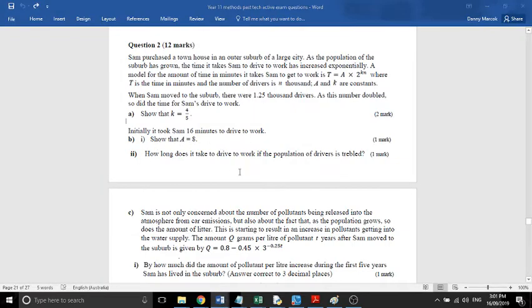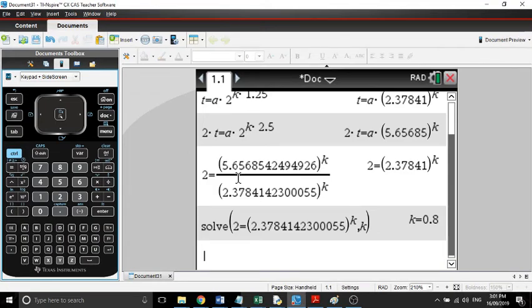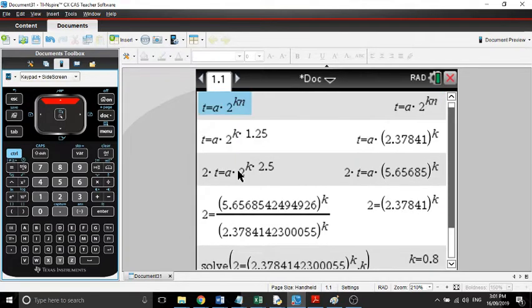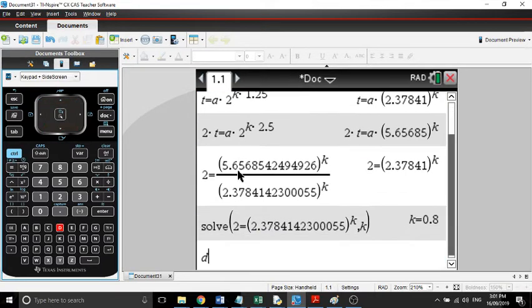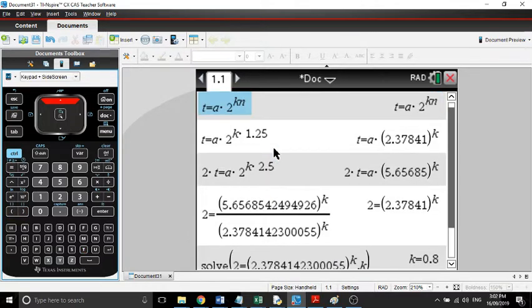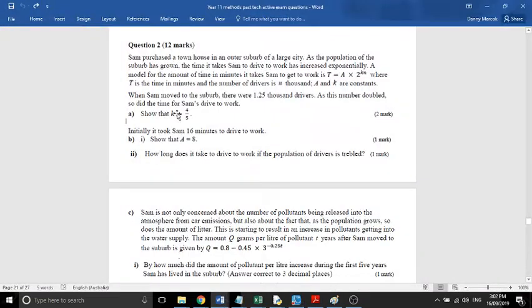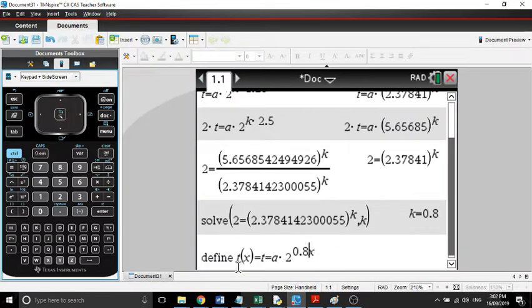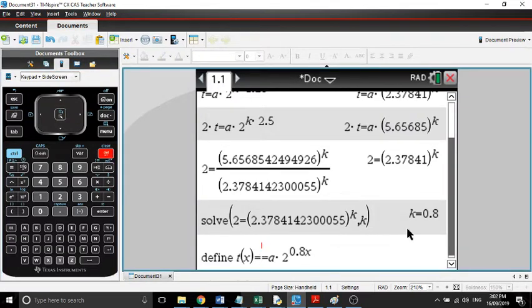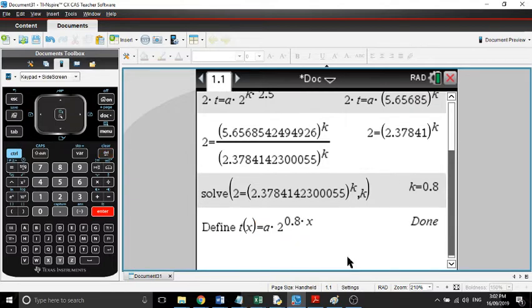Show that a equals 8. So, if that's what k is, then we're solving for a. So now what we'll do is define t of x as this, but instead of the exponent, we're going to write x, and we're going to write 0.8. Now they don't want exact answers. Okay, so that's what we're doing now. So t equals that. Okay, now that's what it's telling us.